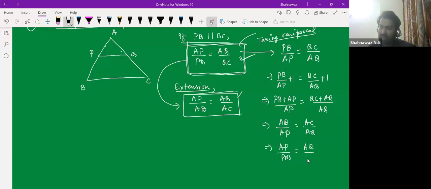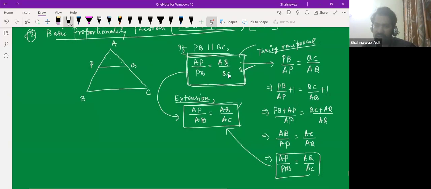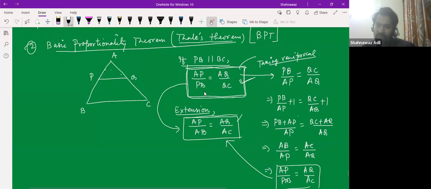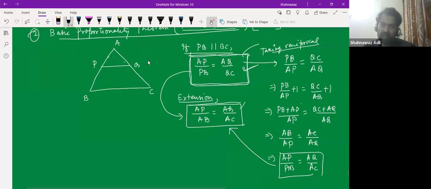If we directly add one, then we'll get another thing. So first we have to take the reciprocal, then add one, and then we'll reach here, right? I guess this is one of the NCERT questions, and you guys have to do it. So this proof you have already done, right? From this point we can reach this point by a simple simplification. This was the BPT theorem.